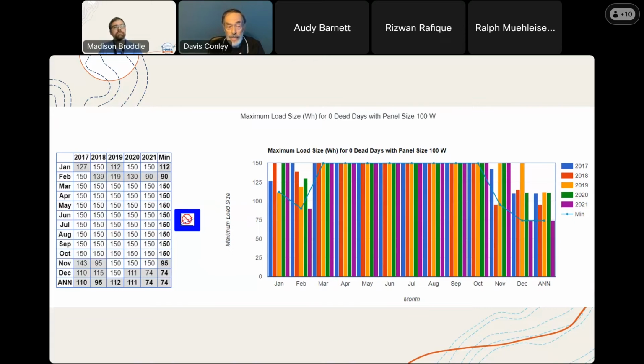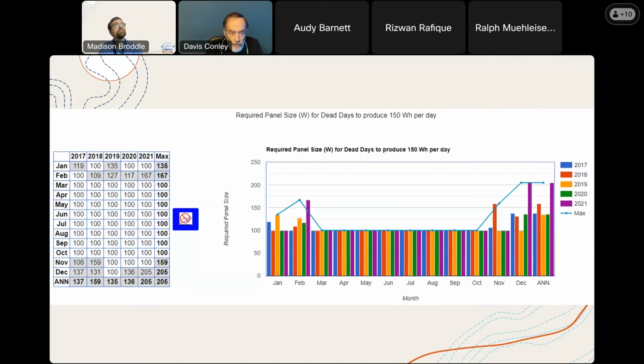And the cheapest way to do that is just start shedding your load. And you can see that in January of 2017, you would have had to reduce your load from 150 watt hours to 127 watt hours. Over these 5 years, the absolute worst month is December 2021, where you would have had to have your load down to 74 watt hours. Next slide, please.